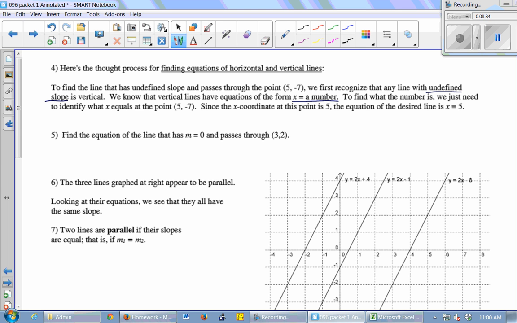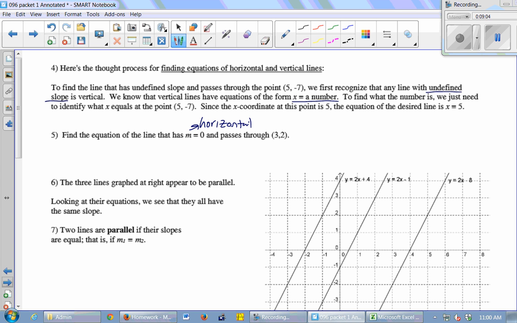Okay. So very similar kind of problem, but this time we're going to find the equation of a line that has a slope of 0 and goes through the point 3, 2. So if the line has a slope of 0, what does it look like? Horizontal. Slope 0 is horizontal. The slope is 0, it's horizontal, and it goes through the point 3, 2.